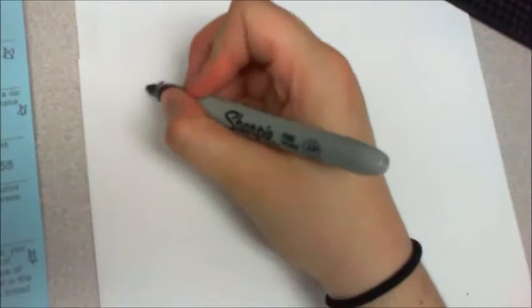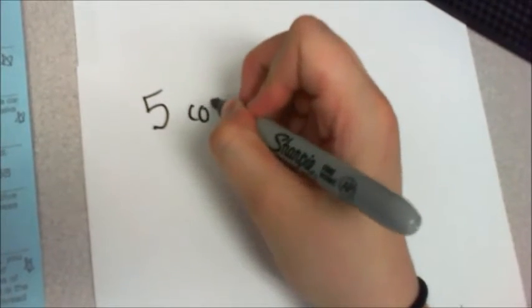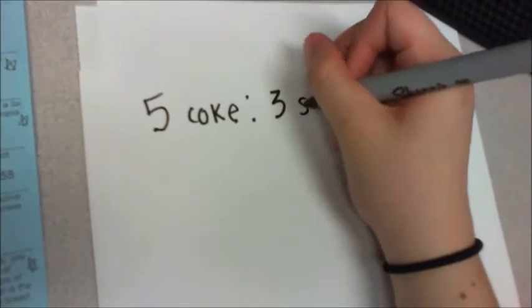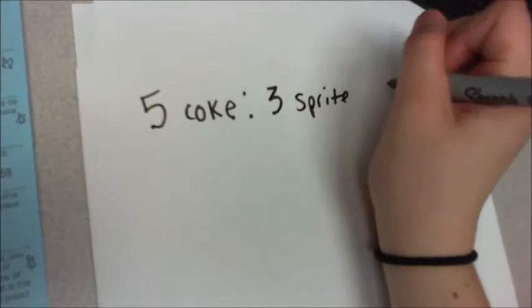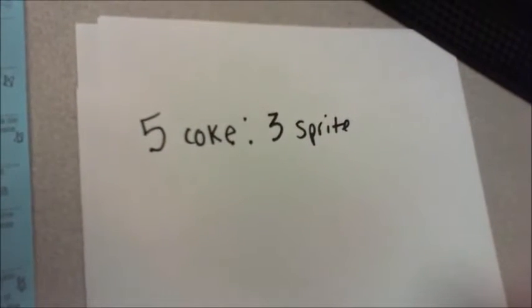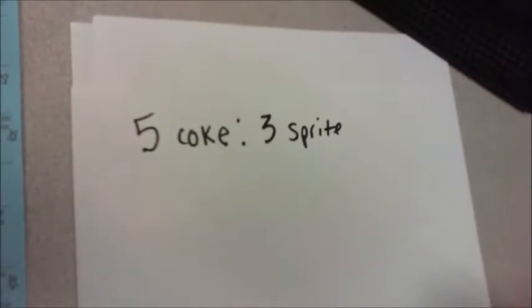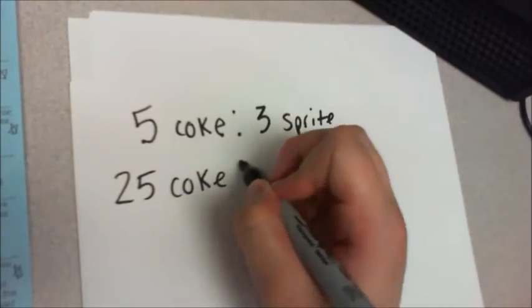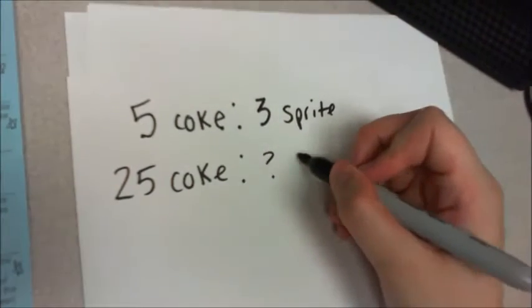Alright, this next one we have a bit of a word problem. Louis has a cooler filled with cans of soda. For every 5 cans of Coke, there are 3 cans of Sprite. Notice I've already written this down because I know this is key information I'm going to need to know to solve. If there are 25 cans of Coke, how many cans of Sprite are there?